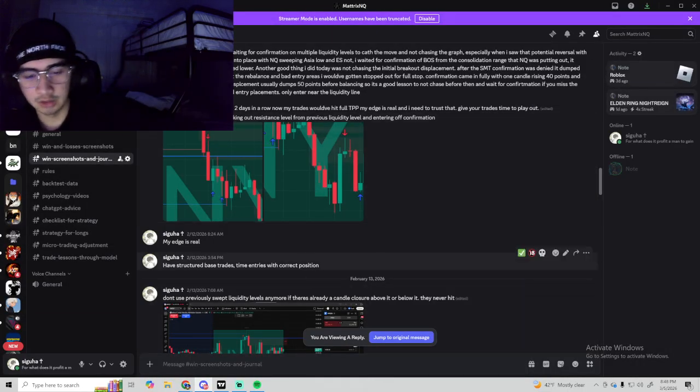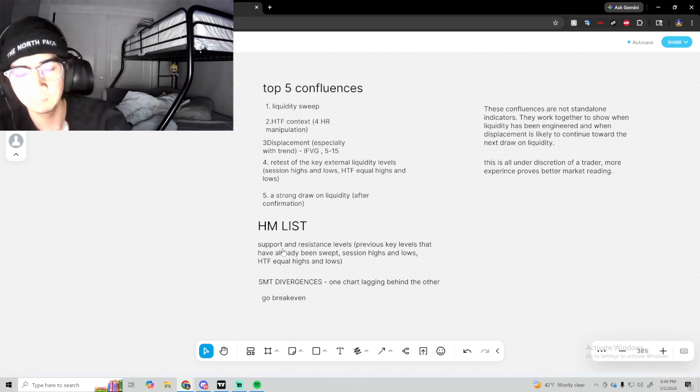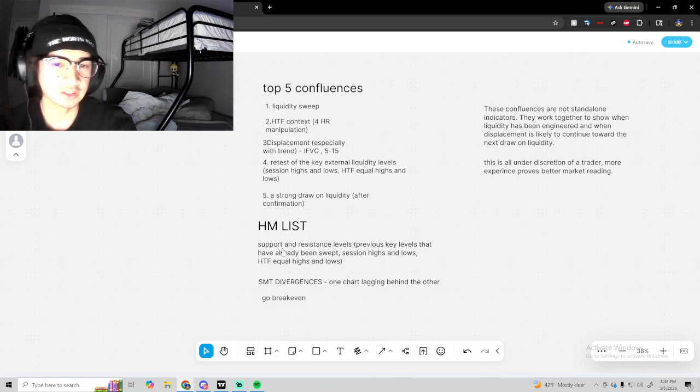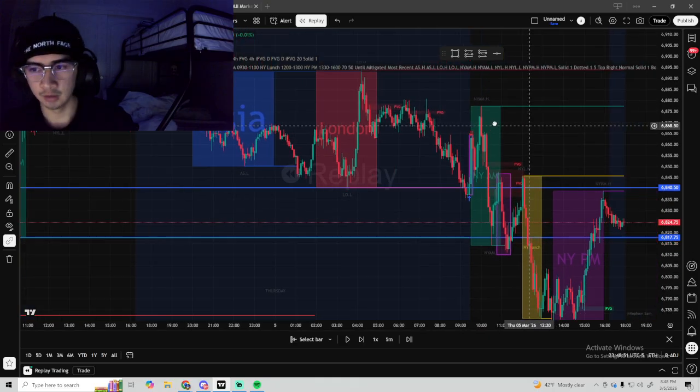But yeah, that's what support and resistance is. It's just previously swept key levels, being session highs and lows, or high time frame equal highs and lows. And if you look at the 4-hour, you can also distinguish them there.